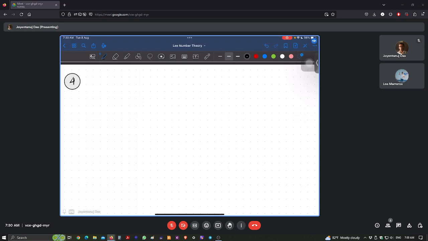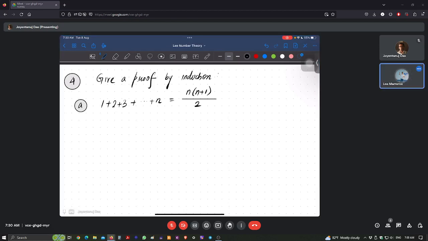So it says, give a proof by induction for each of the following formulas. The first part is 1 plus 2 plus 3 all the way up to n. That is given by n into n plus 1 by 2. Do you know how the induction proof works? No. Okay, so let us check.